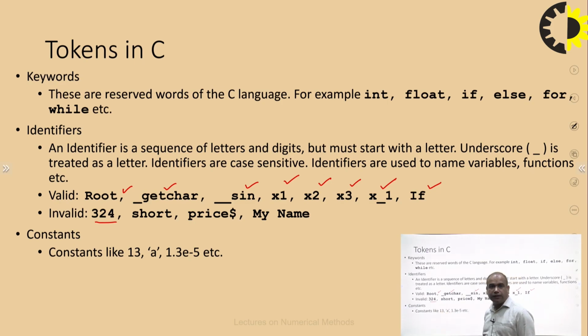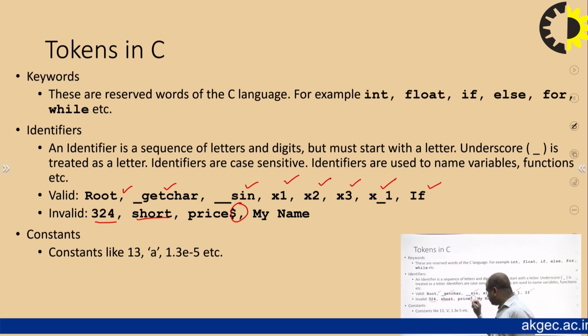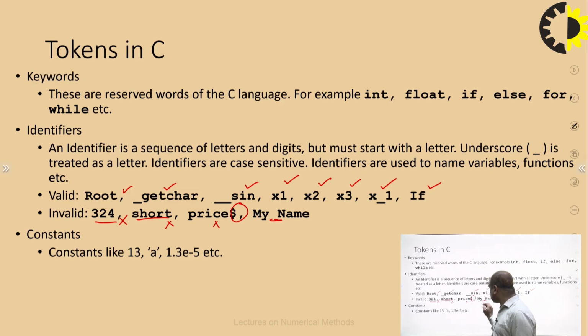Now what are the invalid identifiers? Like this one that starts with a numeric value, that is invalid. Short is a keyword, so it is invalid. This special symbol, the dollar symbol, is not allowed, that is also invalid. A space between these two words, or you can say characters, is also invalid. So these are invalid identifiers. Always remember, C is fully case sensitive. Uppercase and lowercase are different.